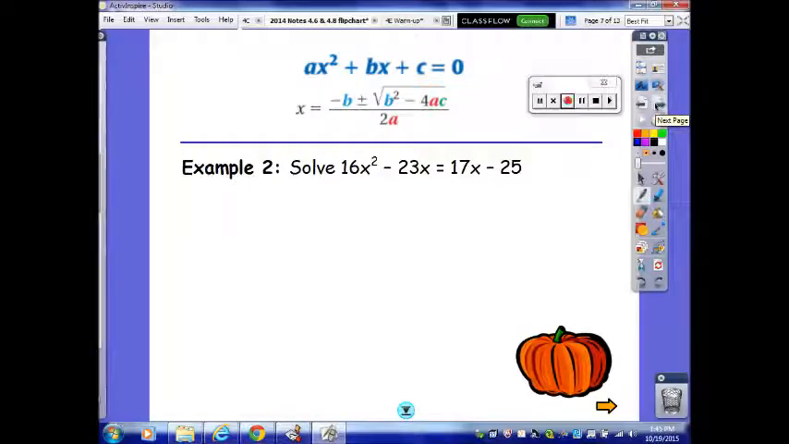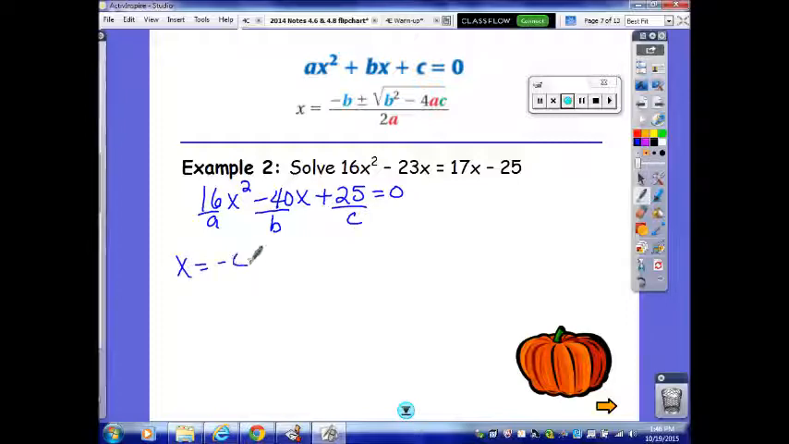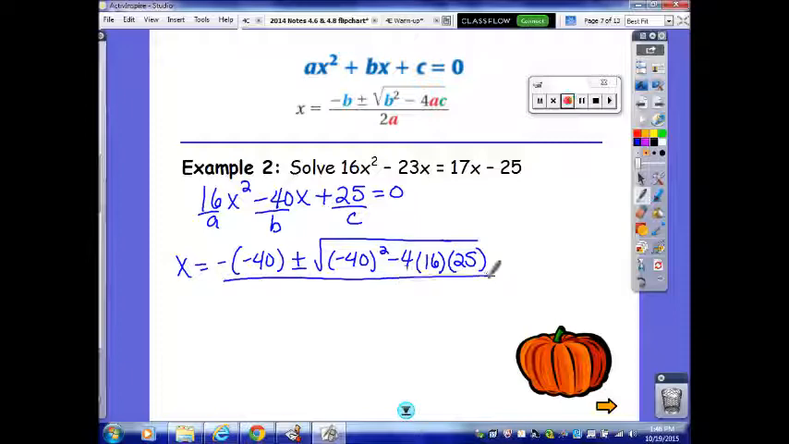Alright, here again we need to put this in standard form. So let's combine like terms. So we're going to get 16x squared minus 40x plus 25 equals 0. So here's my a, my b, and my c. Alright, let's plug in. x is equal to the opposite of b plus or minus the square root of b squared minus 4ac all over 2a.